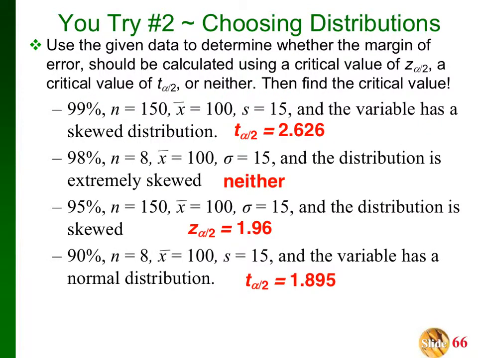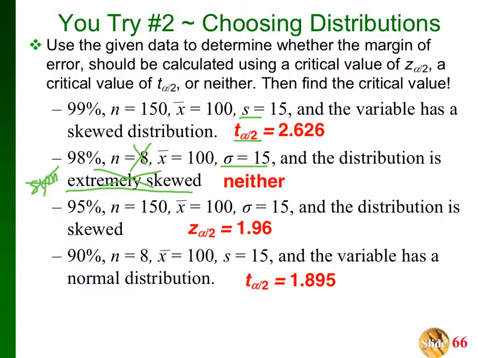All right, here's the you try. So for the very first one, we used T because S was given. So right away, those were together. And the second one, sigma was given. So we've got to check 2 things. Either our sample size is greater than 30, and that didn't happen, but we're not out of the water yet. Then go and look at the distribution. It's extremely skewed. If this would have said symmetric, then we would have been okay, but it doesn't say symmetric. So extremely skewed doesn't work either. So we can't use either of them. It's going to be a neither situation.